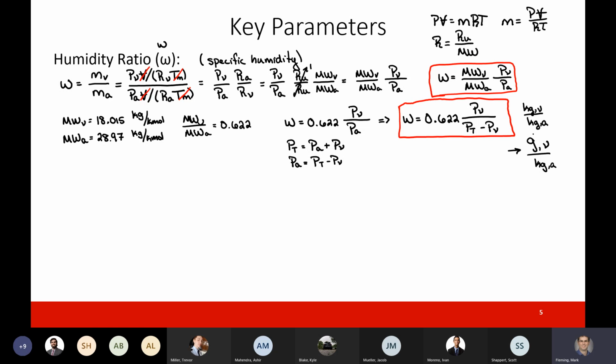So why am I pointing this out? It's because units pay attention to how you're setting this up. Now, for the most part, this will be the default calculations. You put numbers in your calculator. This is what will come out, kilogram per kilogram.